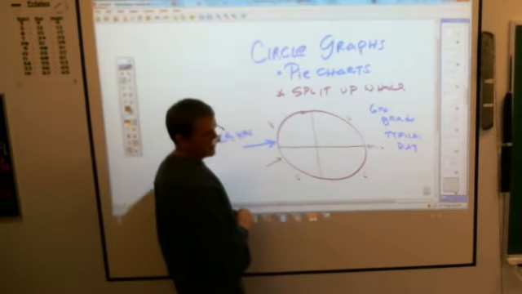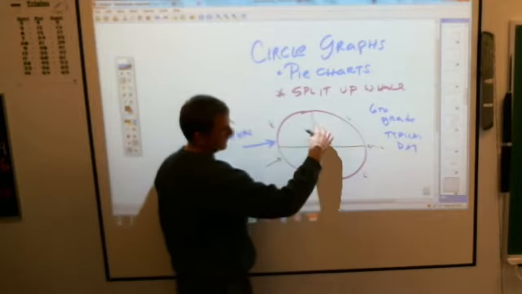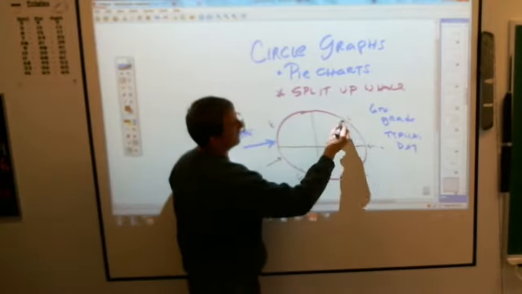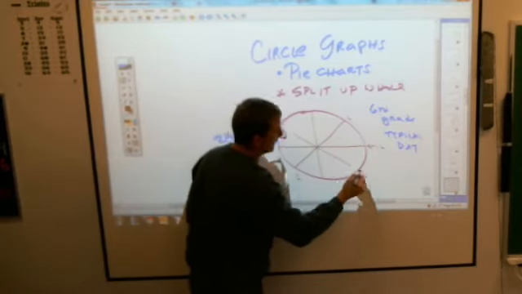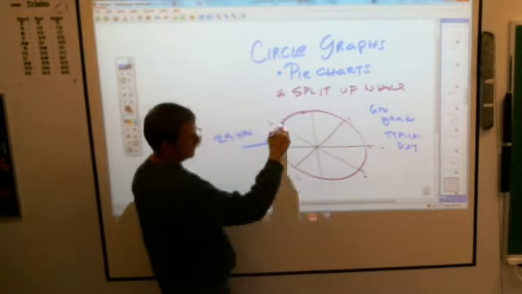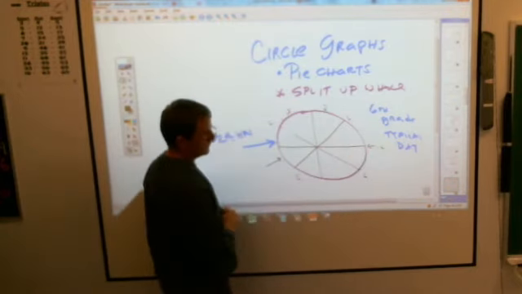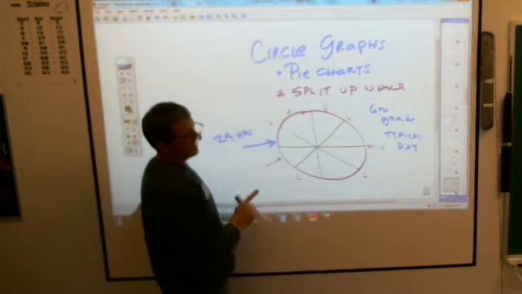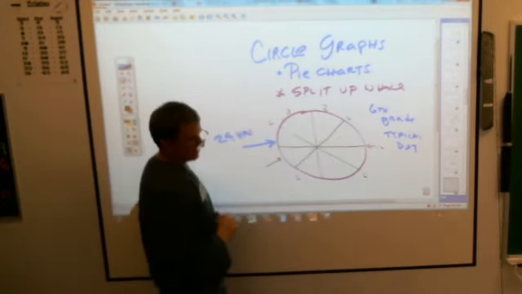What if I wanted to cut it into pieces of an hour each? What would I have to do? I'd have to split these into 6 equal pieces, right? Or I could cut it in half again, which might make it easier. So now each pie piece is worth 3 hours, right? 3, 6, 9, 12. Half would give me pieces of 1.5 hours. Each one of these is worth 3, so I've got to cut it into thirds.